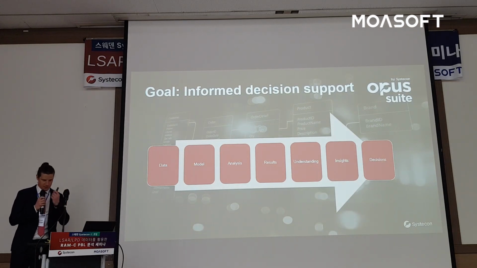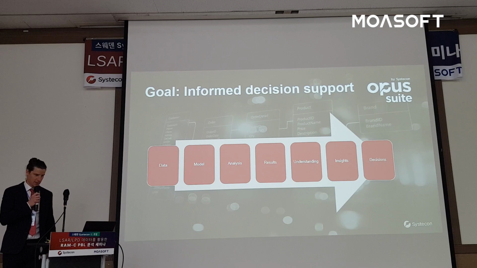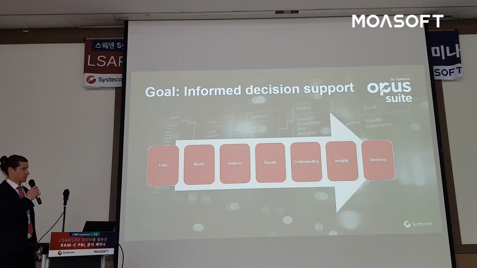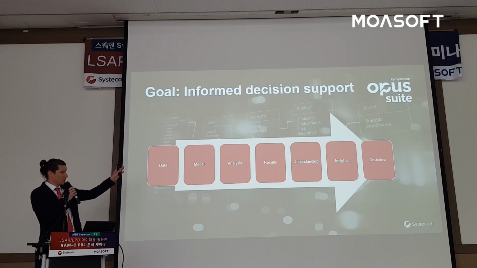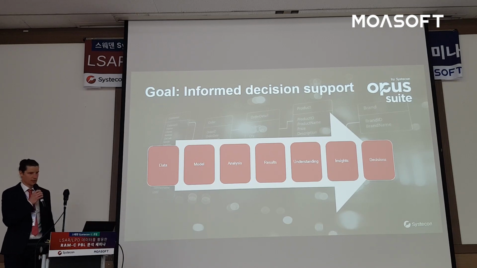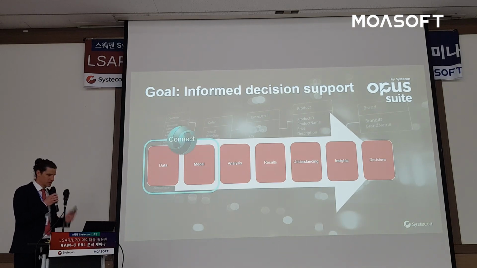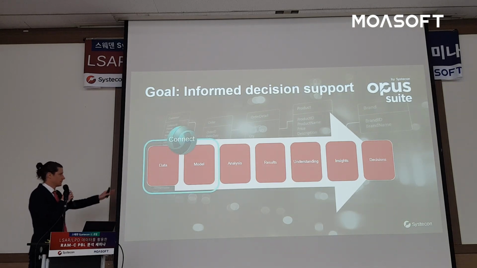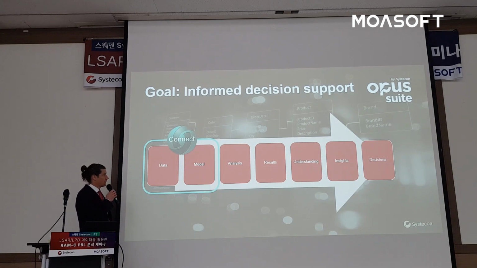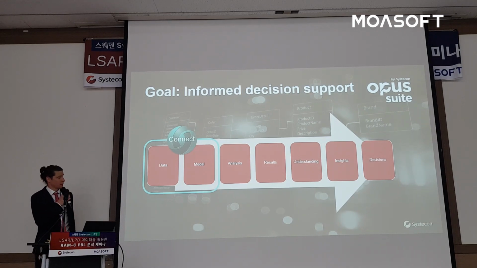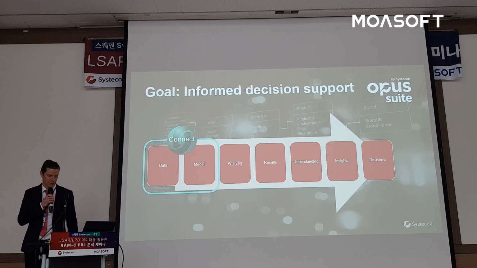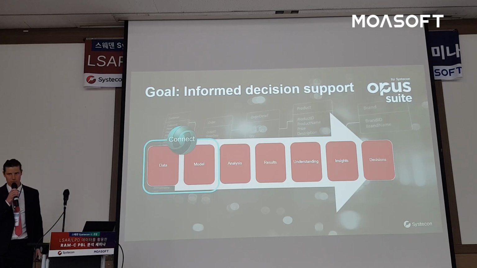Okay, this picture has been shown before today, and I think it summarizes what we are trying to do with Opus in a good way. So going from the data that we talked about now, all the way to the decisions that we ultimately want to provide. Now I'll focus on this first part, the data part and the model part, and talk a bit about how one of the later additions to the Opus Suite, which is Connect, can help us in this matter.